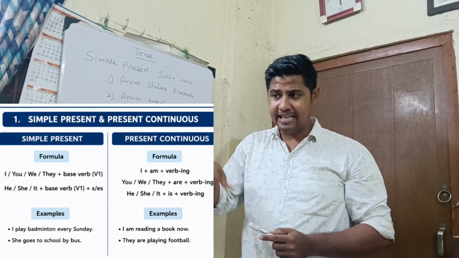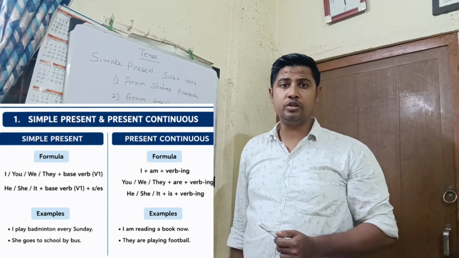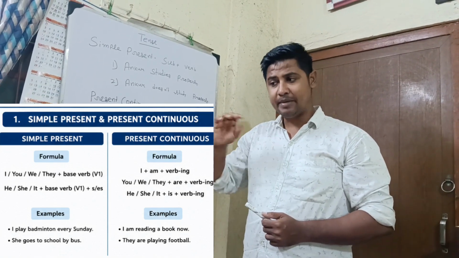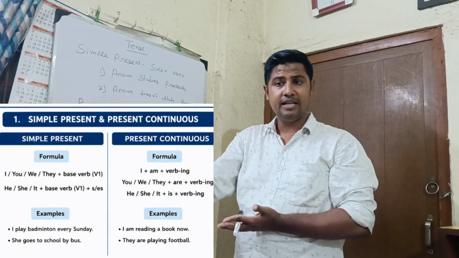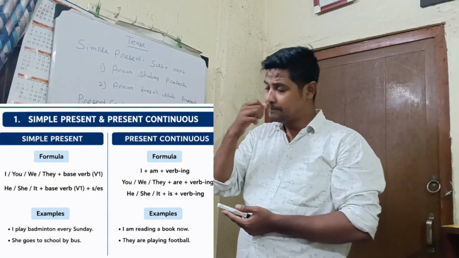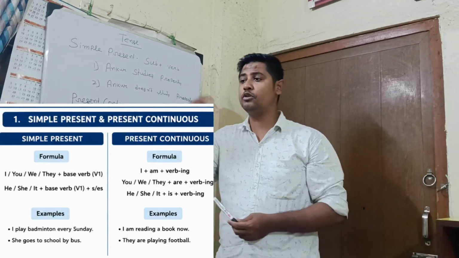But apart from what is happening right now, for another reason also we can use present continuous. That is something that is certain, that is going to happen in future. For that also we use present continuous. Suppose I am going to London tomorrow.